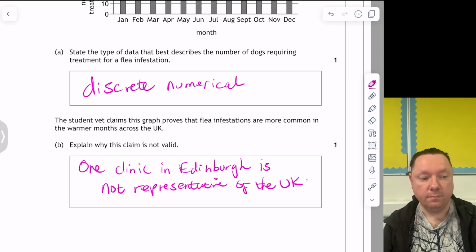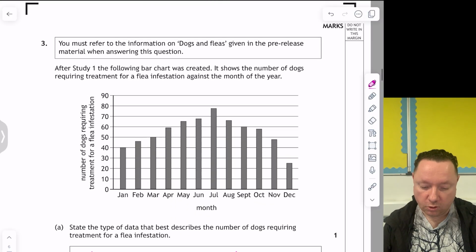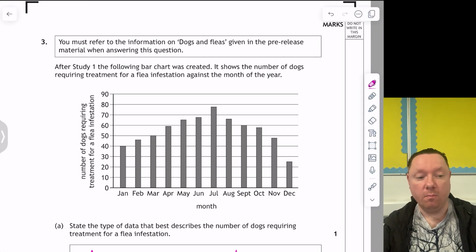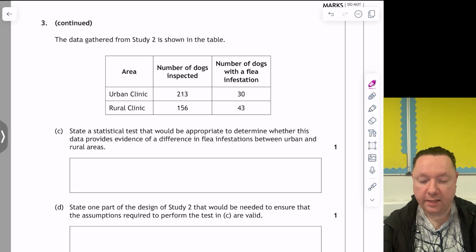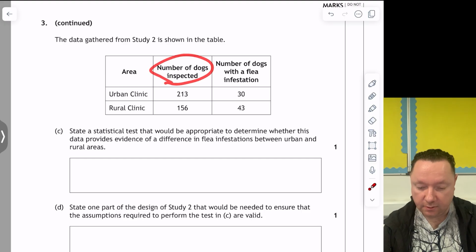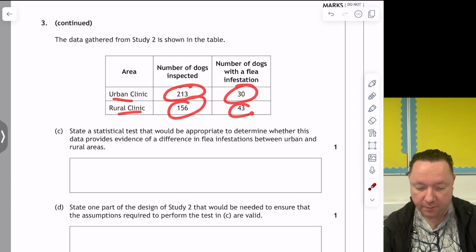And there we are. You could also say just that the claim cannot be made from a graph. The data gathered for study 2 is shown in the table. So we've got area, number of dogs inspected, number of dogs with a flea infestation, urban, rural, and then just the totals here and here and here.